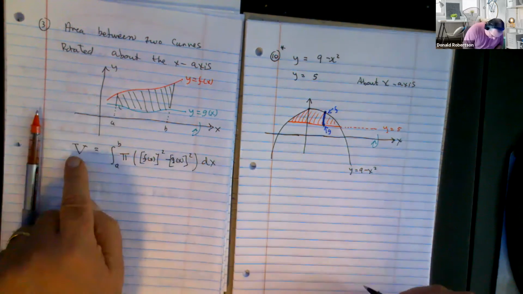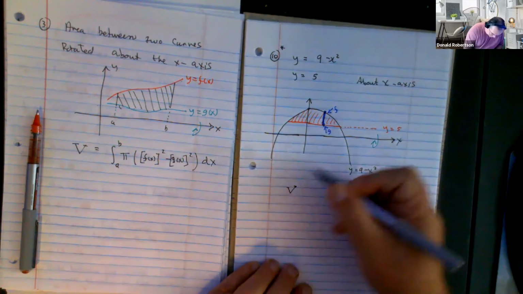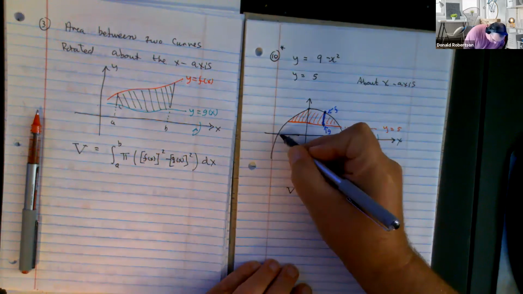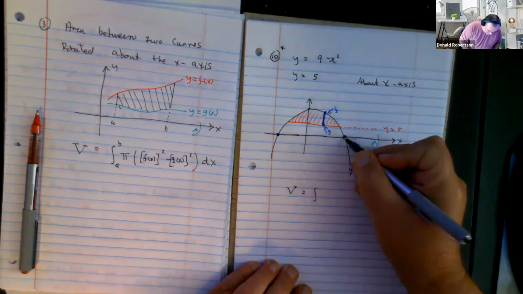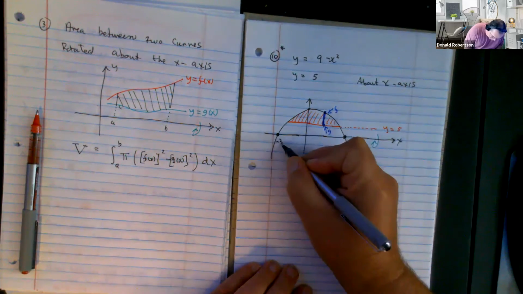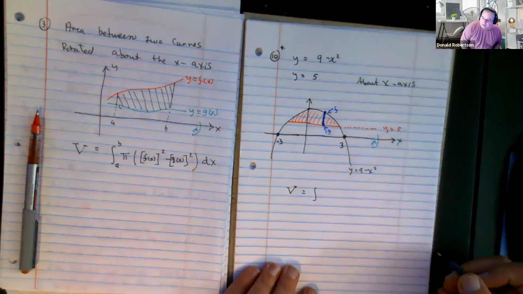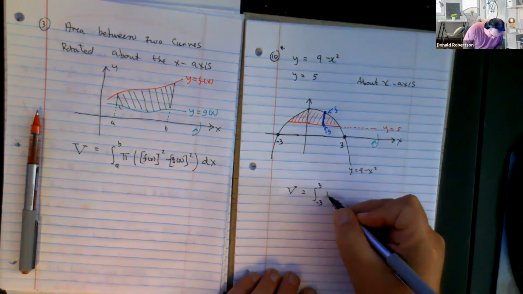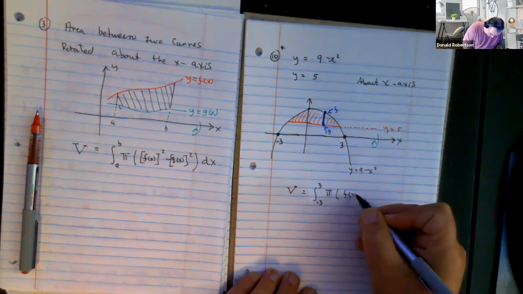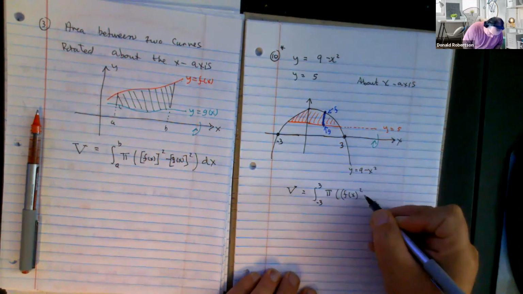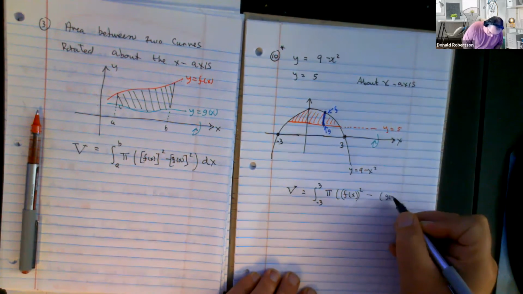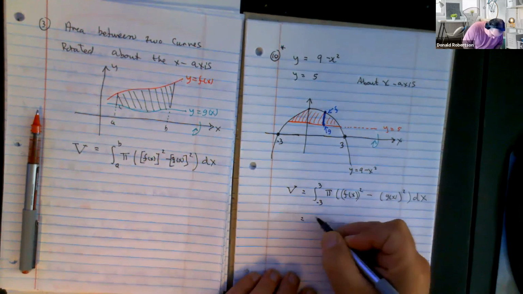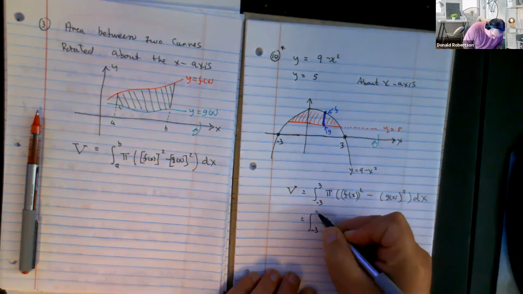So the volume of this shape, when you rotate it, is going to be the integral from this number here to this number here. Now in Desmos, I'd be able to read that off, but can you trust me, it's -3 and 3. So it's from -3 to 3 of pi, f of x squared, take away g of x squared, dx. A little bit messier because there's a little bit more going on in this question.